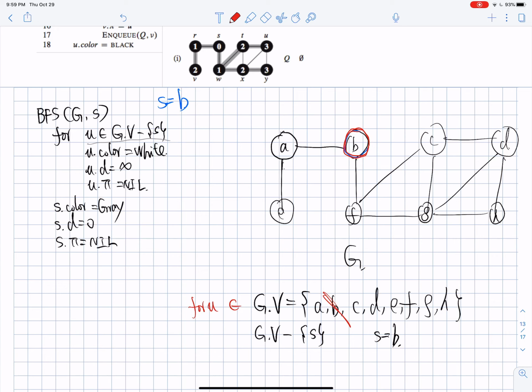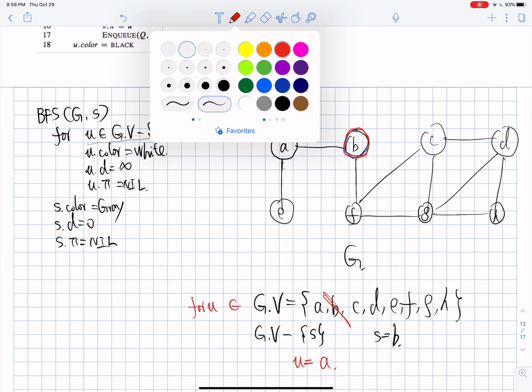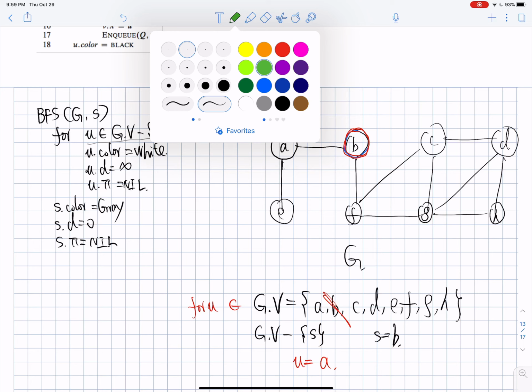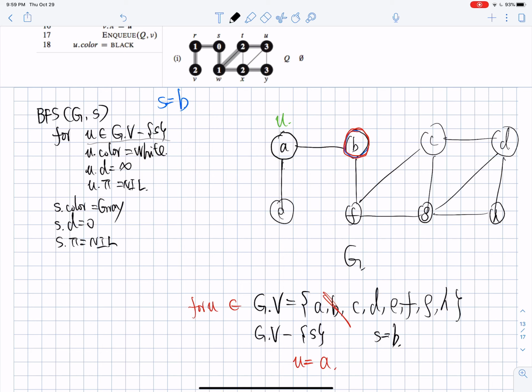So in the first round of the for loop, we have U as A. I'm going to put a U right over here. So this is U. According to the pseudocode, we're going to give it a white color, an infinity distance, and a nil parent. So I'm going to write everything down. It has a white color, I'm using W for white, and then infinity distance, nil parent.